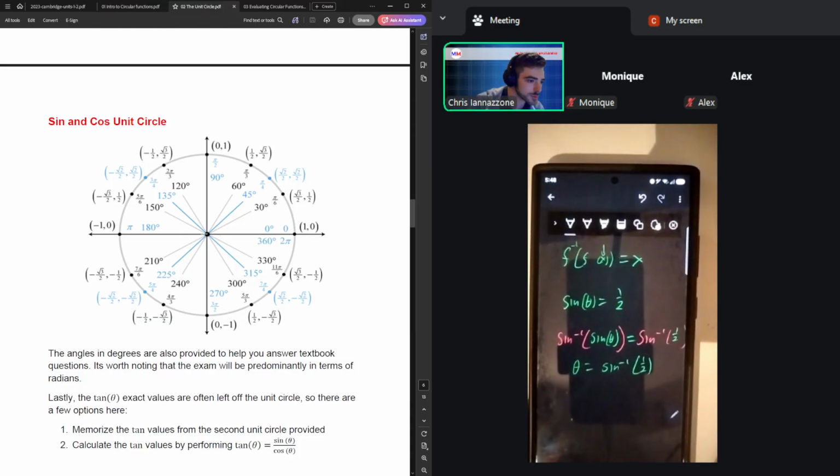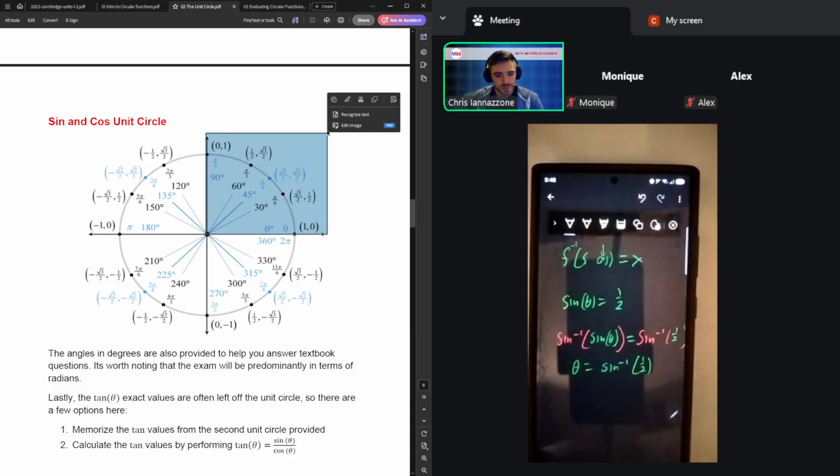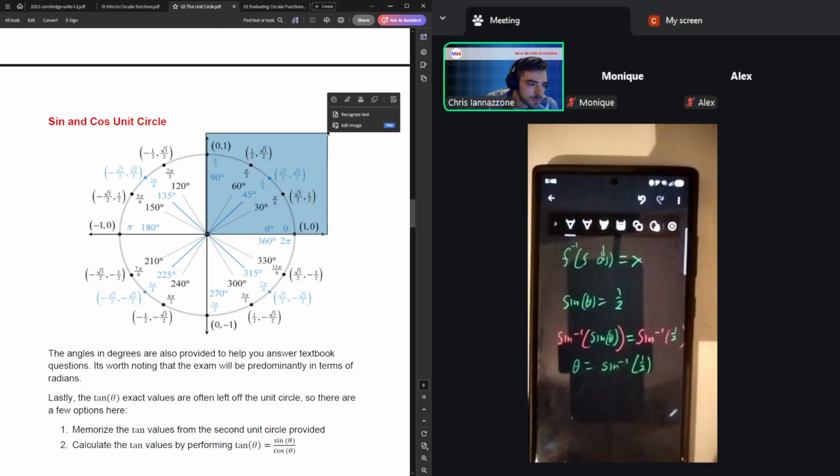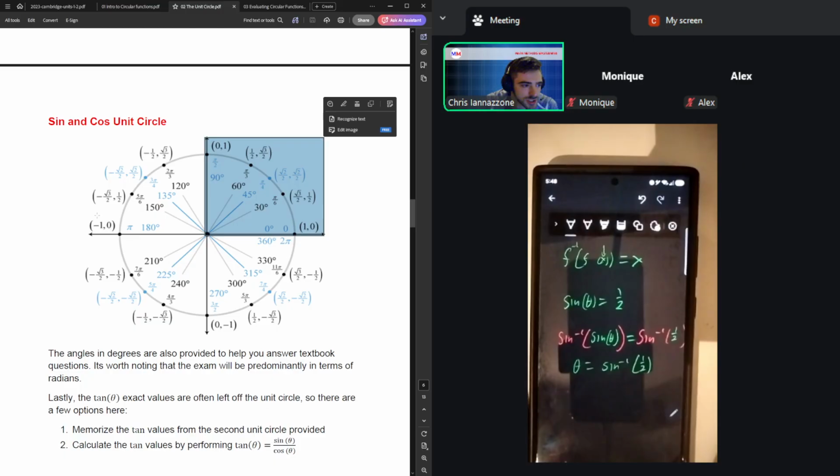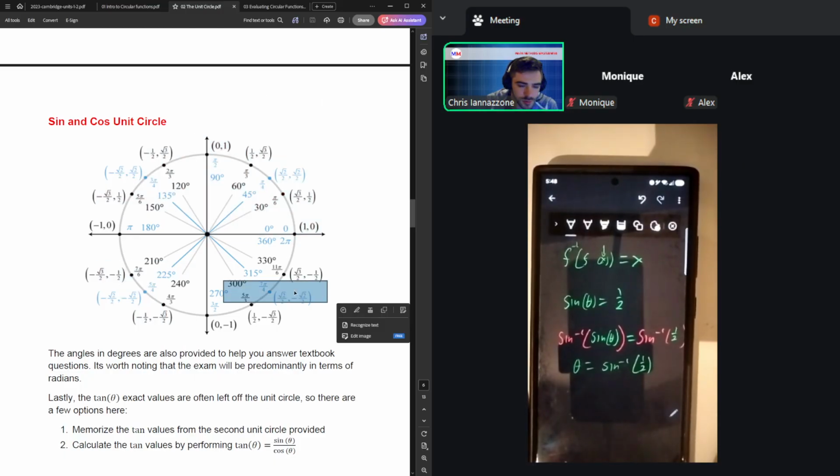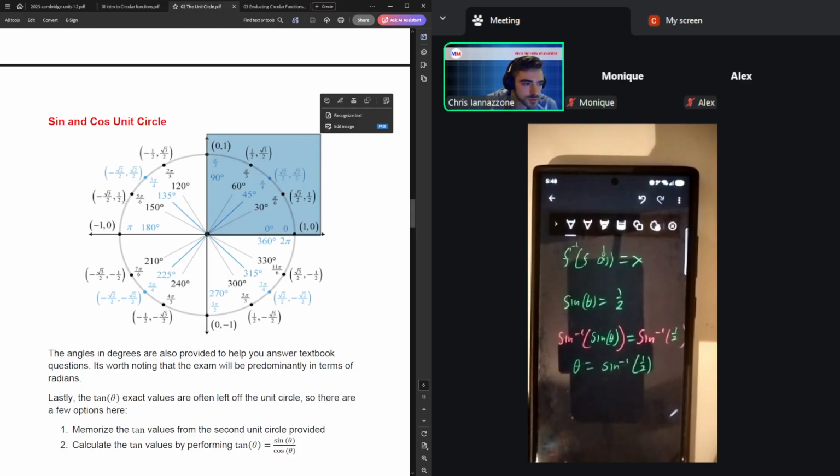The way I would personally start memorizing things is to focus on just that first top quadrant there, because what you'll soon see is that the values in here are essentially just reflected across to any different quadrant. So if you know what's in the first quadrant, you can reflect those across to the other quadrants as well.